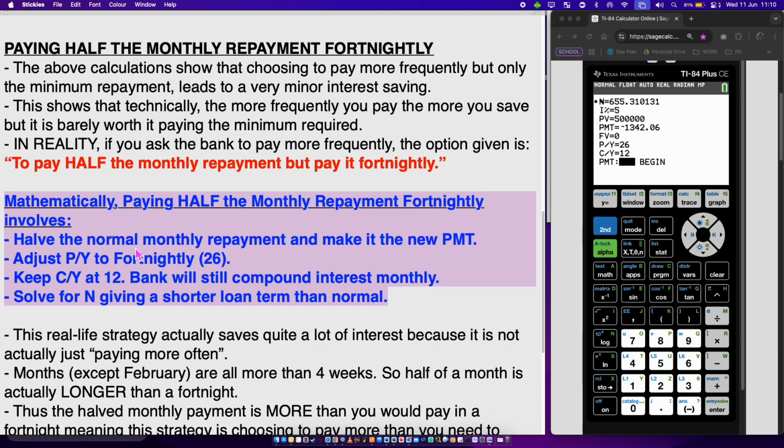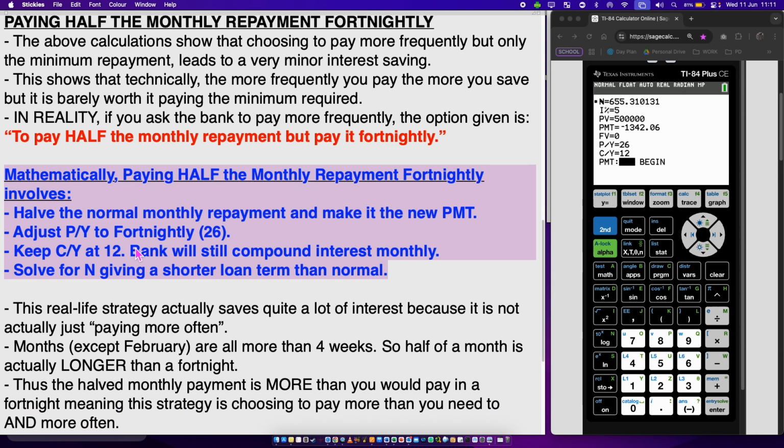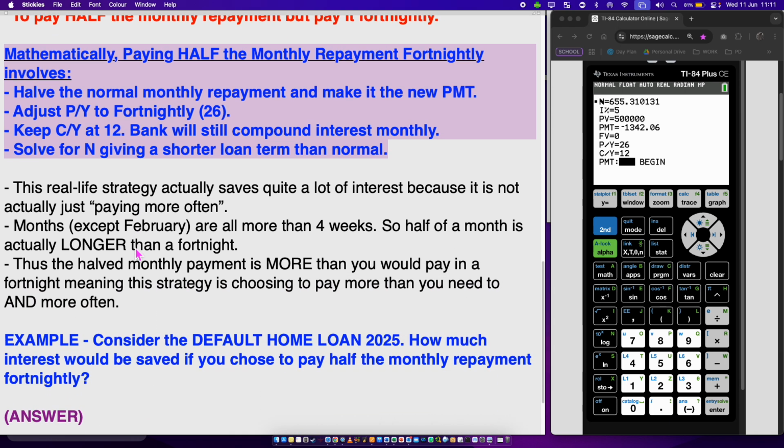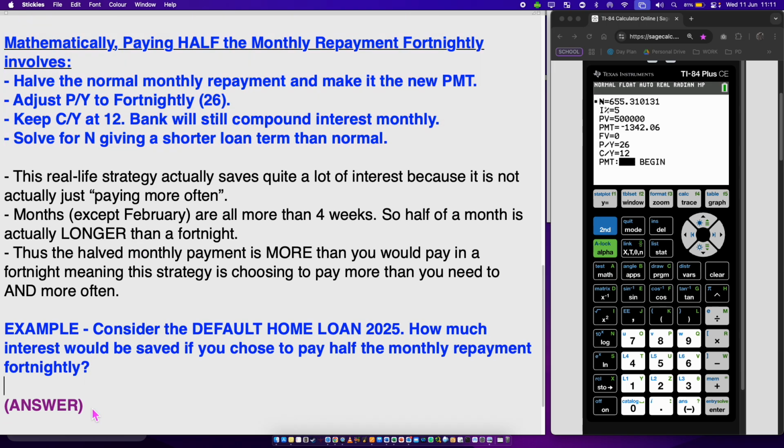How does this strategy work? Well, choosing to pay half the monthly repayment fortnightly is a little more than half a month. Okay. I'll start finishing the example here.